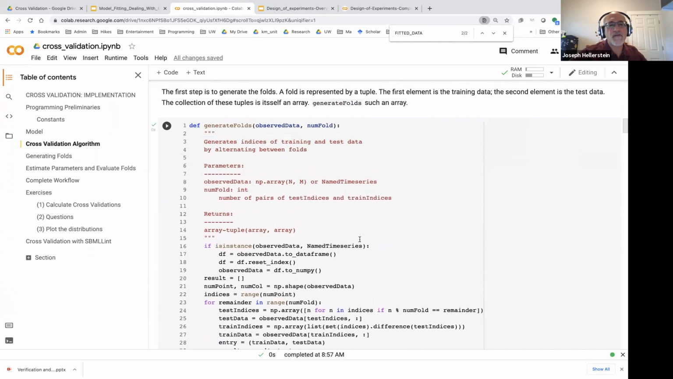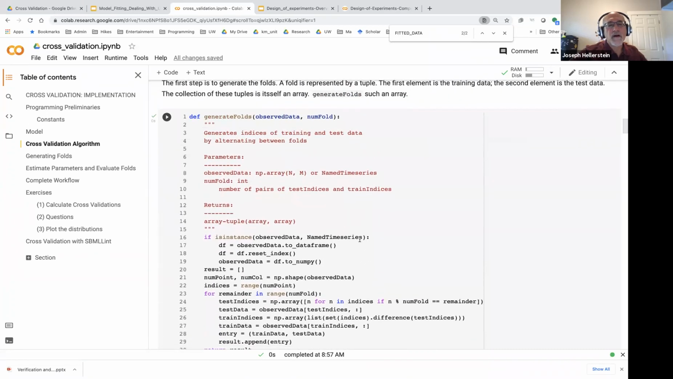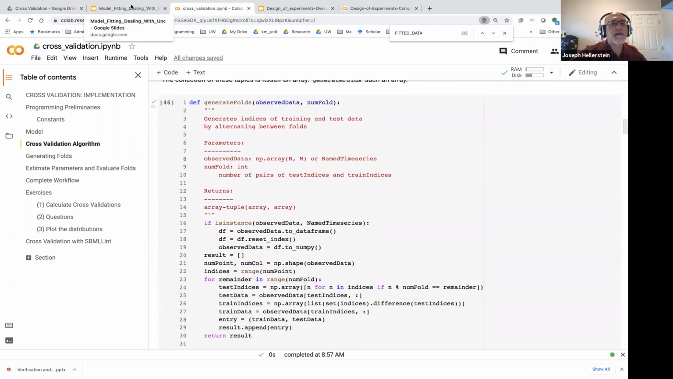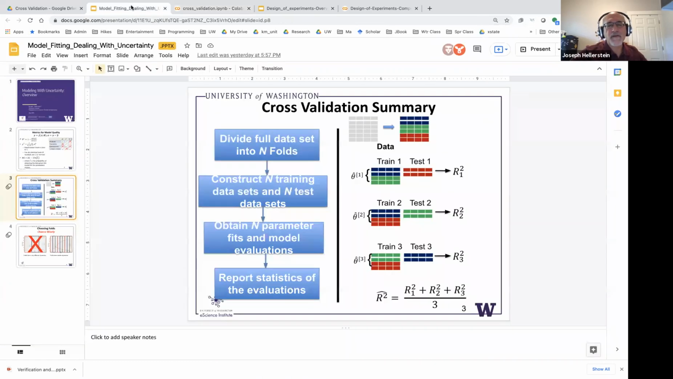So this is the function generate folds. The input is going to be the observed data and the number of folds, and the output is going to be somewhat complicated because, remember, the data structure itself is complicated.